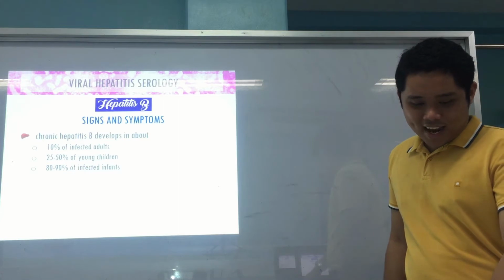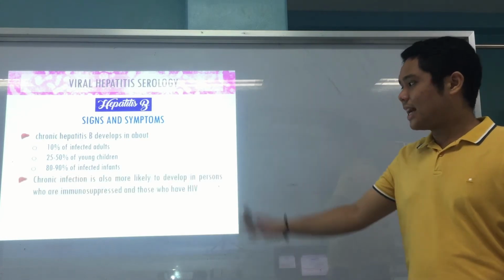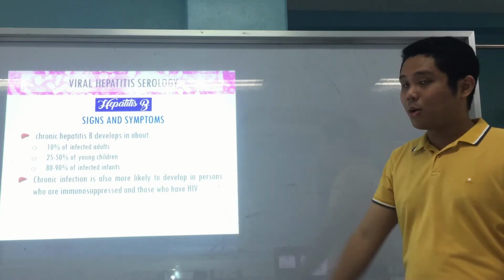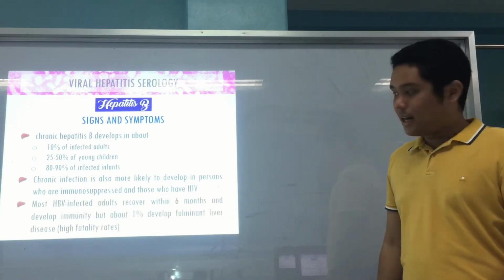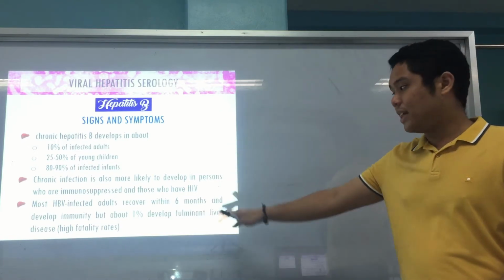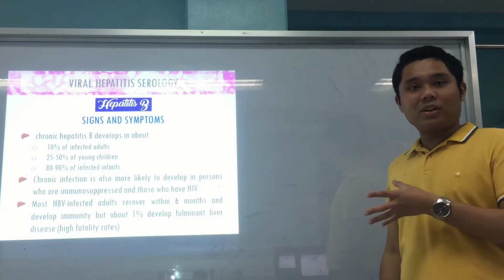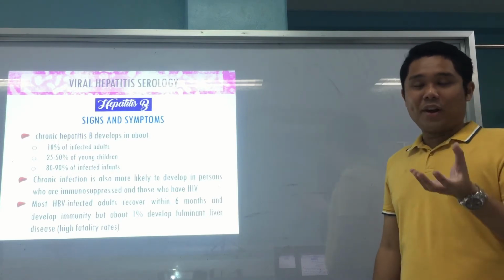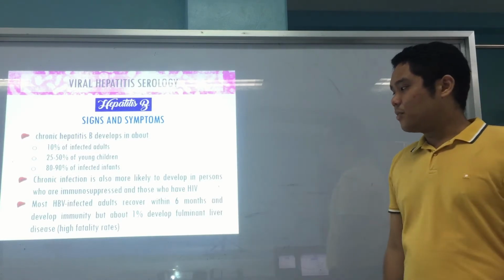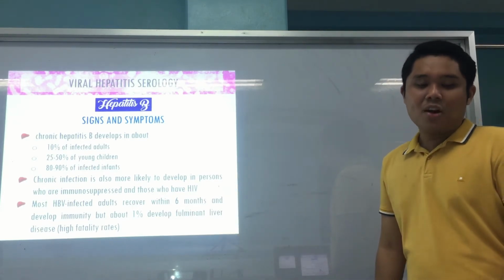Okay, alright. Ayan. Okay. Chronic infection is most likely again to develop, as I mentioned, in those who are immunosuppressed and those who have HIV. And most HBV-infected adults recover within 6 months and develop immunity, but about 1%, bahalang 1% lang, that's still a great number, can develop fulminant liver disease, which can have high fatality rates.